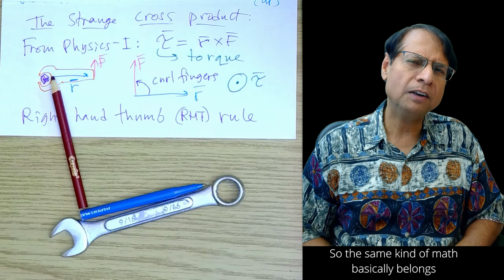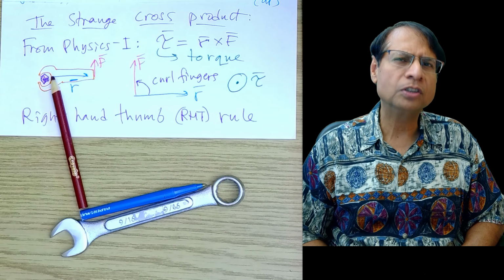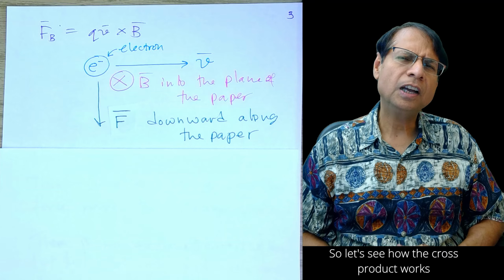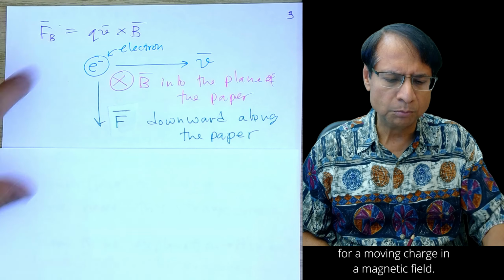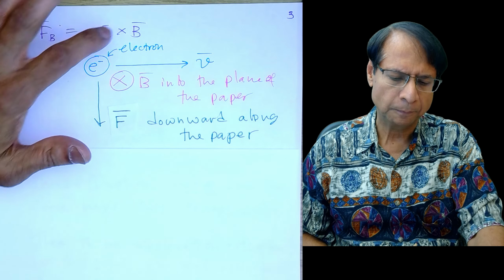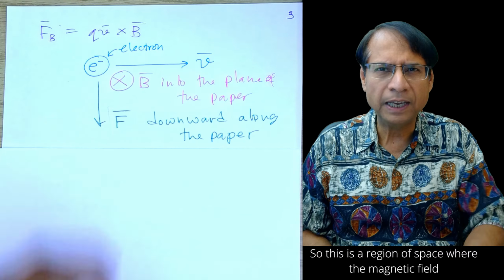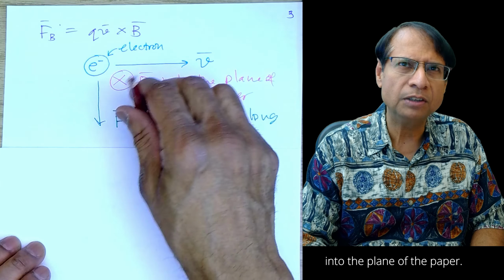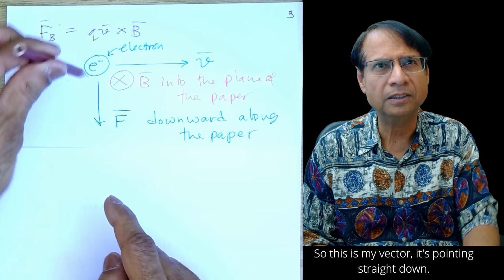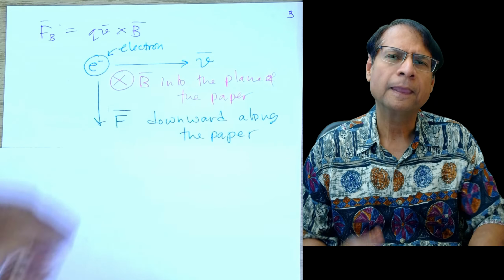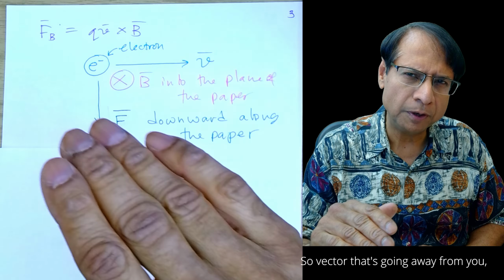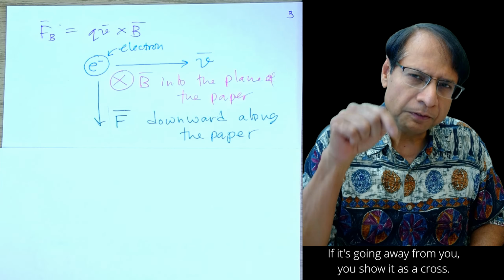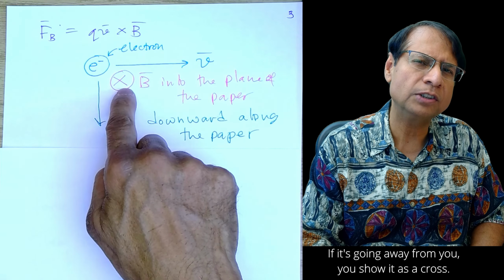So the same kind of math basically belongs to the magnetic force. So let's see how the cross product works for a moving charge in a magnetic field. So this is a region of space where the magnetic field is pointing perpendicularly down into the plane of the paper. So this is my vector, pointing straight down. A vector that's going away from you, that's not in the plane of the paper, that's perpendicular to it, if it's going away from you, you show it as a cross.